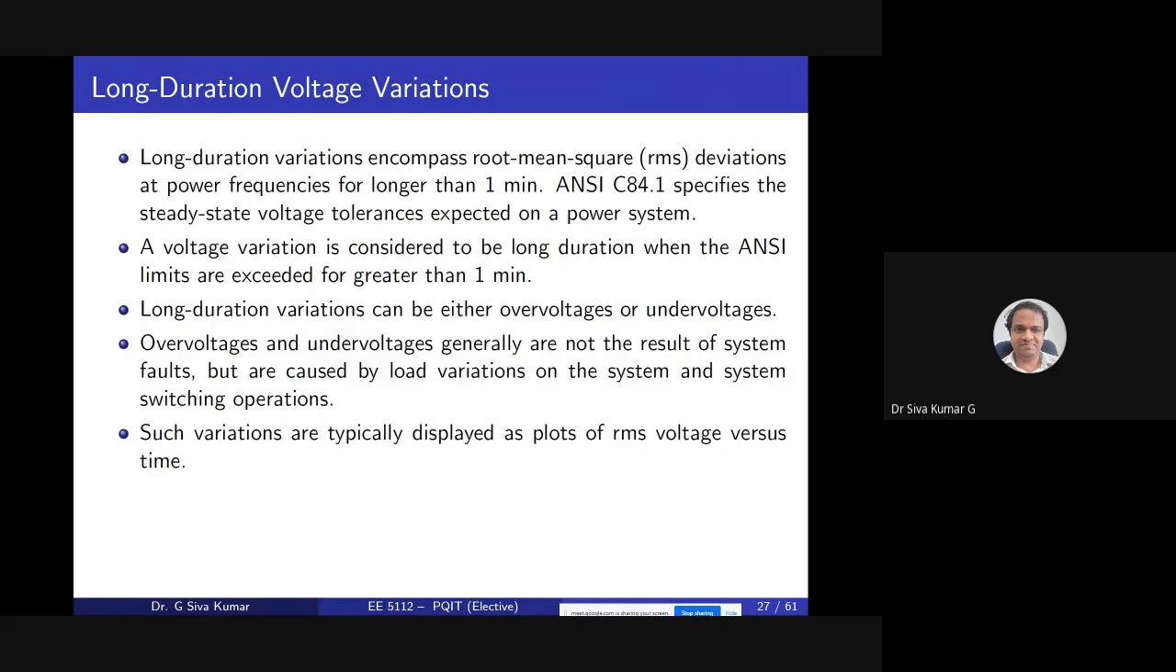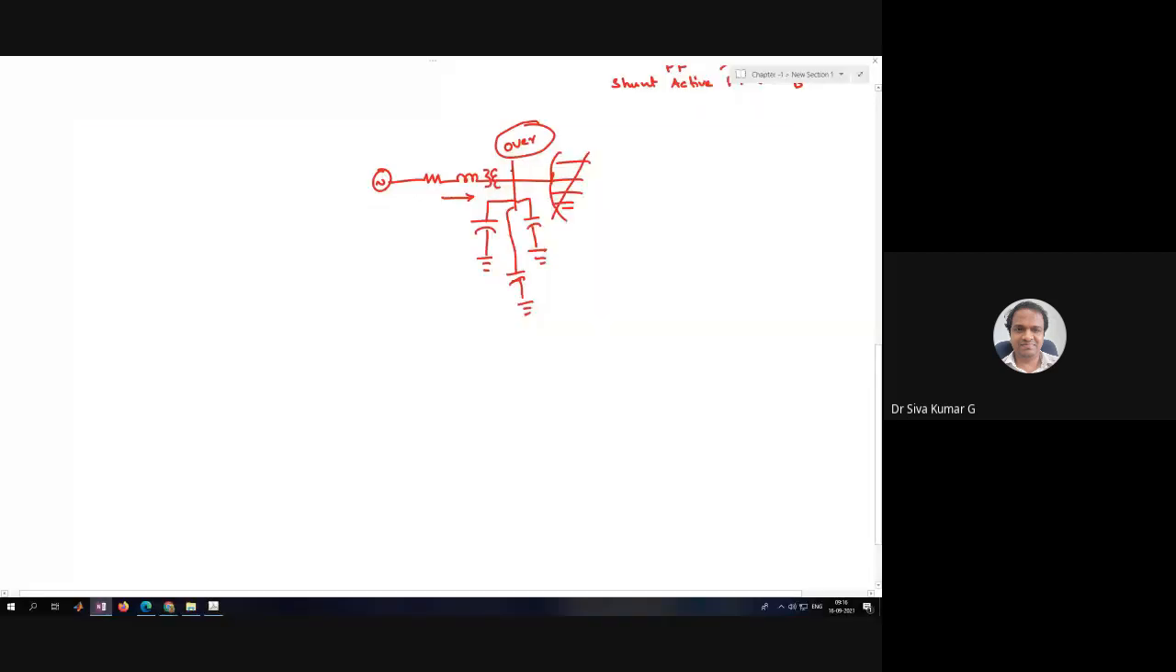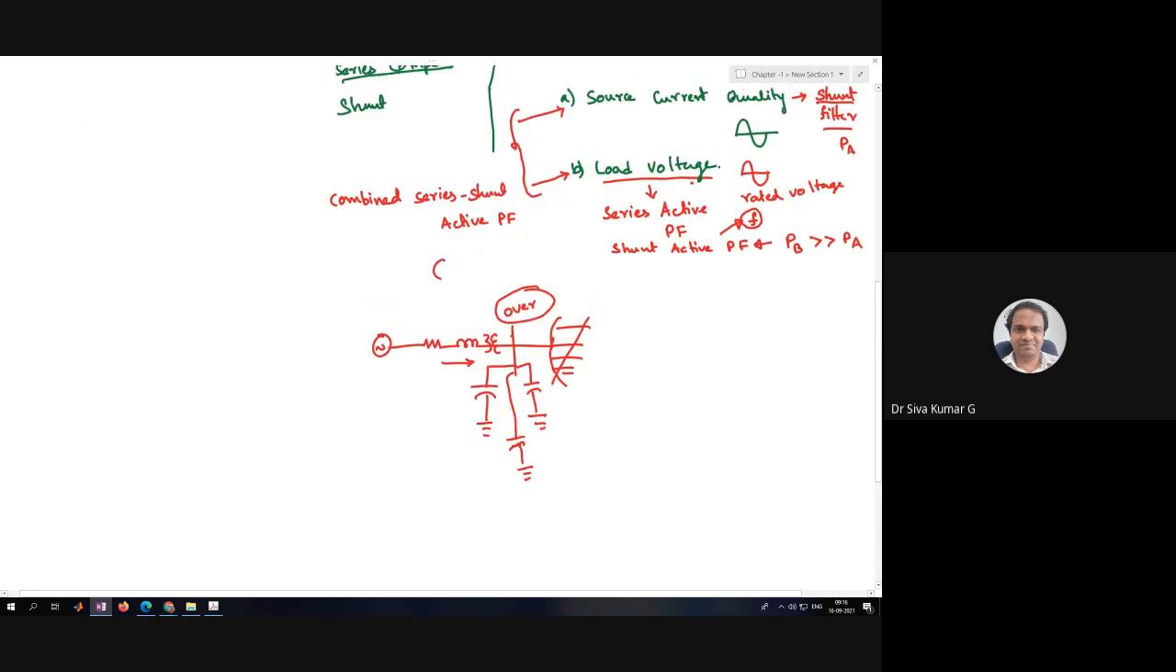System switching operations, in the sense, suppose some other DG, some other energy source, has been connected over here. That is also causing the over voltage. If more loads are being connected, if you connect a huge load over here and keep on loading the entire system continuously, in that case it experiences the under voltage. Whenever we switch off the loads, whenever we are disconnecting the loads, we will be sensing the over voltage.